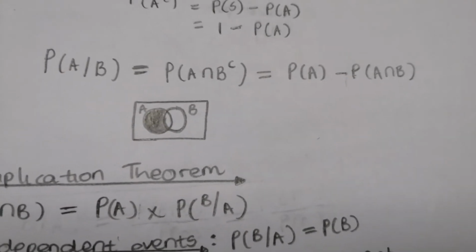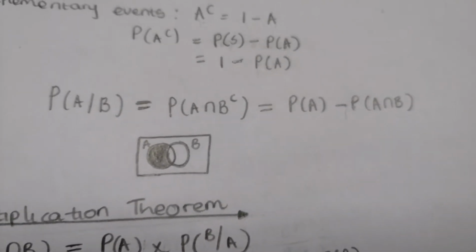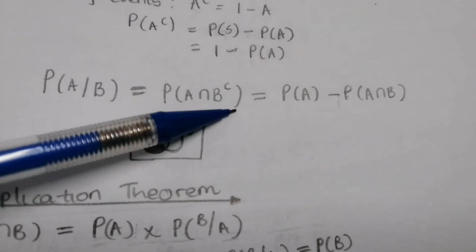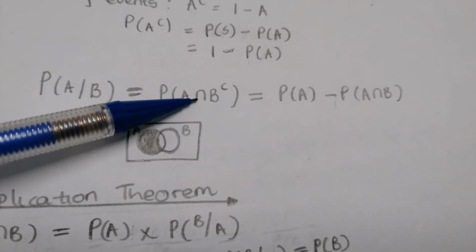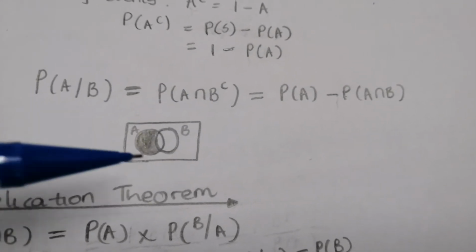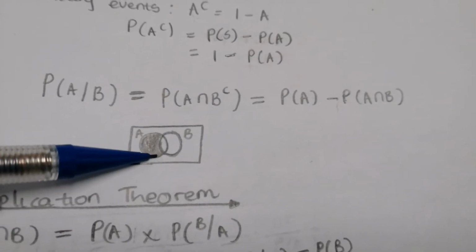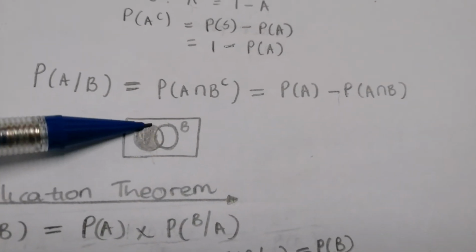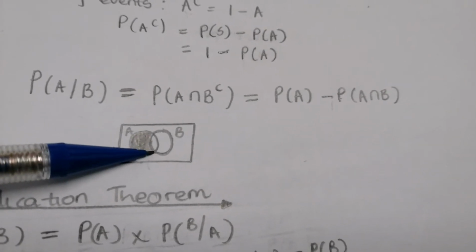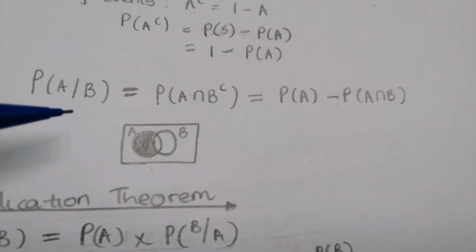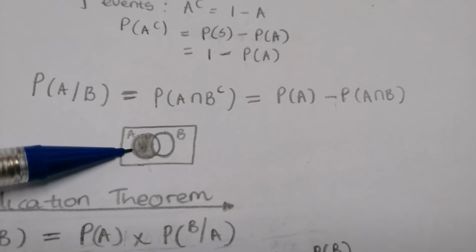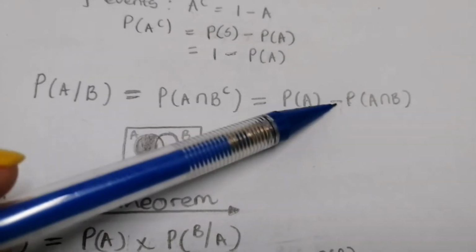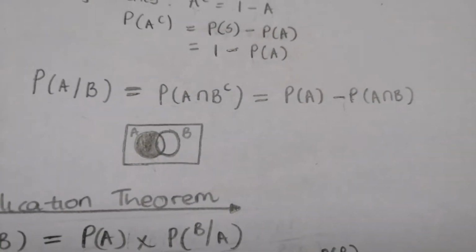So moving on. The probability of A given that B has not occurred equals the probability of A intersect B complement. You can see the shaded area here, right? Which is also equal to the probability of A minus the probability of A intersect B. So look at this diagram and you'll understand where these two formulas come from.